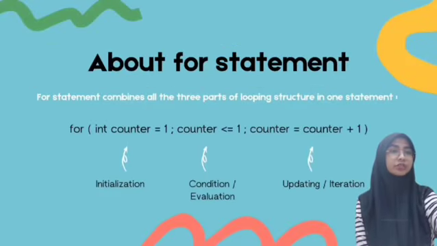Now, let's move on to the for statement. The for statement combines all the 3 parts of the looping structure in one statement. For example, int counter equal to 1 is initialization, counter less than or equal to 10 is condition or evaluation, counter equal to counter plus 1 is updating or iteration.